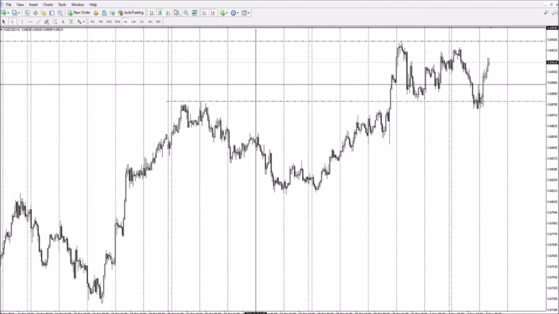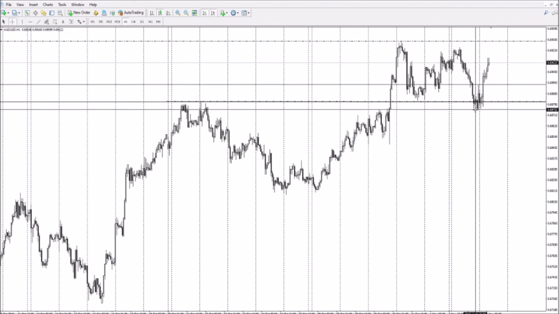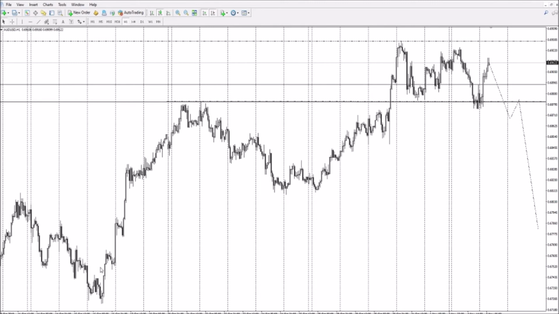We have this swing high here, right at Monday's low as well. So confluence, break the low, potential sell off in that.